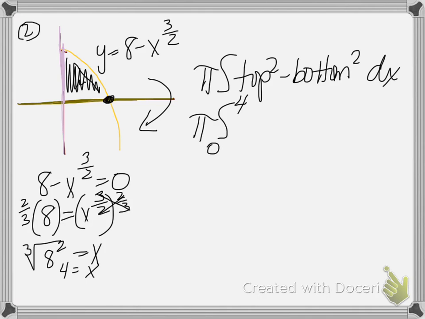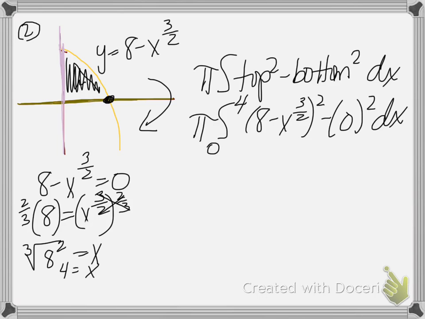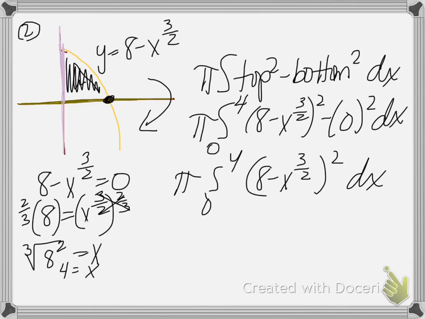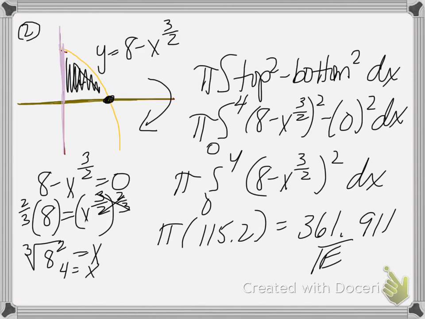Okay, the top function is the yellow one, and the bottom one is just 0. So I don't even really need to write that in there. So you're going to put this into your calculator. And when you do, you should be getting pi times 115.2. But all the choices are in terms of decimals, so you're actually going to go ahead and multiply that by the pi key on your calculator, and you should get this. And that is choice E.